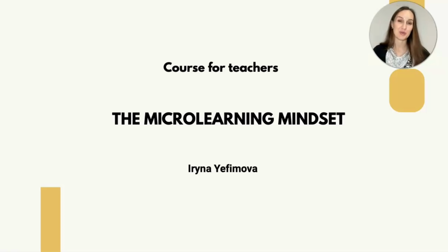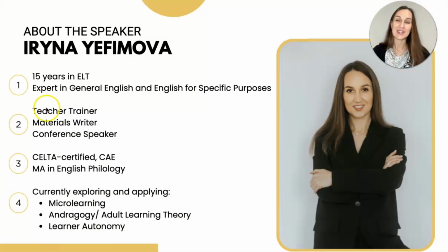A few words about me. My name is Irina Efimova. I have 15 years of teaching experience under my belt. I teach general English and English for specific purposes. I teach teachers who want to improve their English level as well. I am a teacher trainer, materials writer, and a conference speaker. Currently, I am exploring and applying microlearning, andragogy, adult learning theory, and learner autonomy.